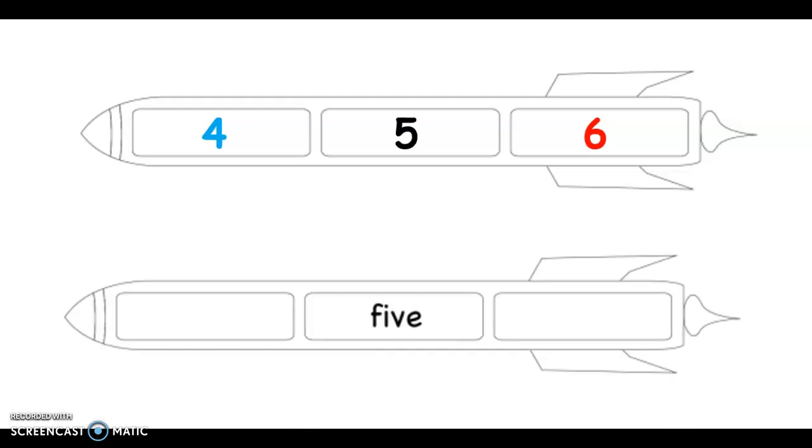In the middle, we have the number word 5, F-I-V-E, 5. Just like at the top, same number in the middle. So the number that comes before the number 5 is the number 4, F-O-U-R, 4. And the number that is after the number 5 is 6, S-I-X, 6.